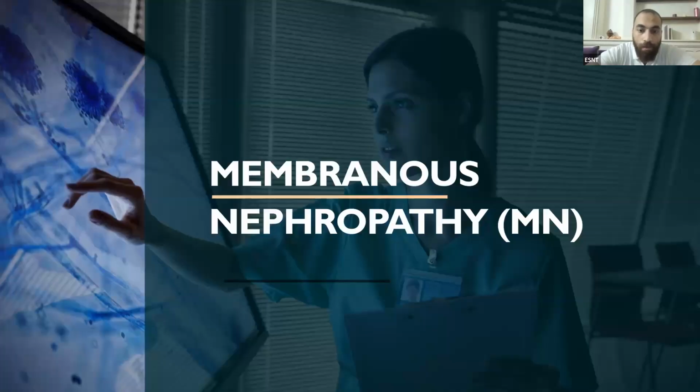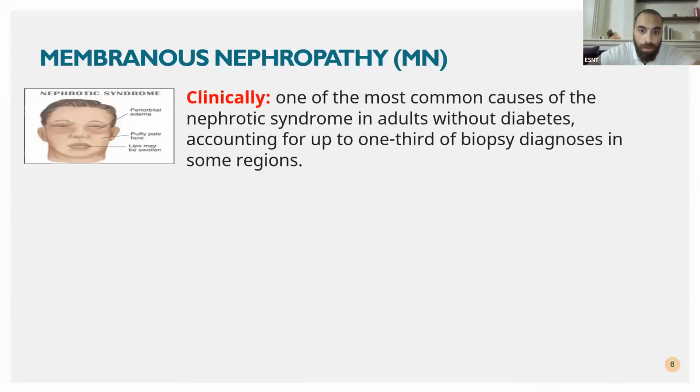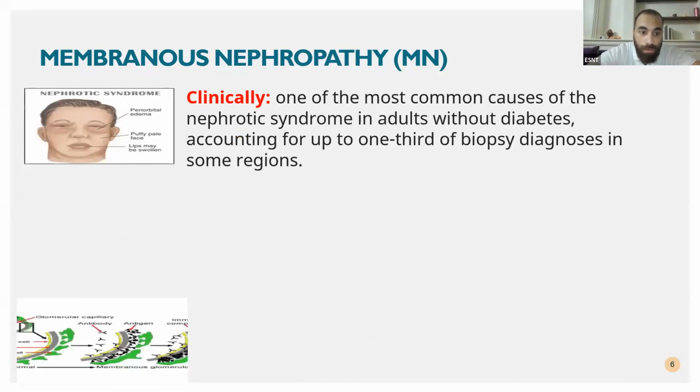And we have what is called membranous nephropathy. Membranous nephropathy usually presents clinically with nephrotic syndrome, so it's one of the common causes of nephrotic syndrome, and one of the most common causes of nephrotic syndrome in adults without diabetes. And in some studies, it reached 1/3 of biopsy diagnoses.